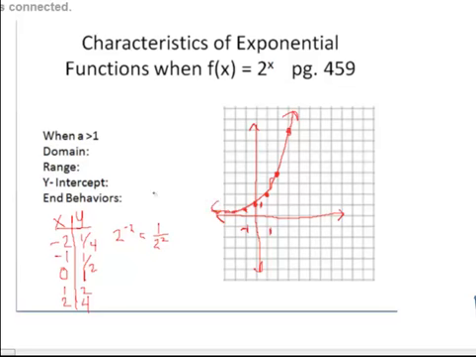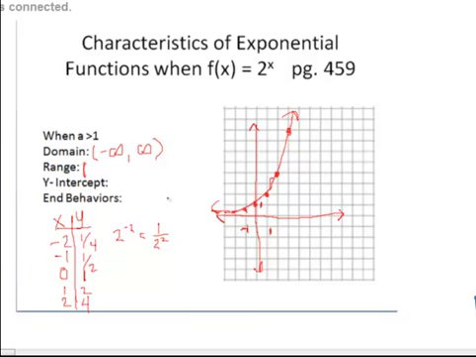Alright, what I do want us to take into account here is that when a is greater than 1, what we're going to have is exponential growth. So 1.2, 1.5, 2, 5, anything greater than 1 is always going to be exhibiting this kind of shape. Domain, remember, are all possible x values. We could plug in any real number for our x because that's in our control here. From negative infinity to infinity we could plug in. So I'm going to go ahead and write that right here. And all of these are on page 459.